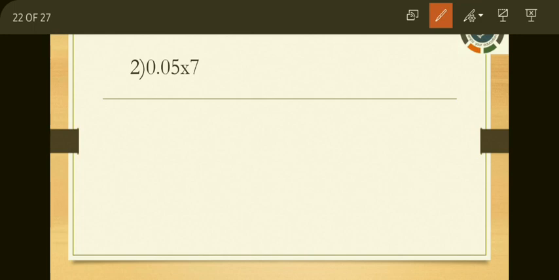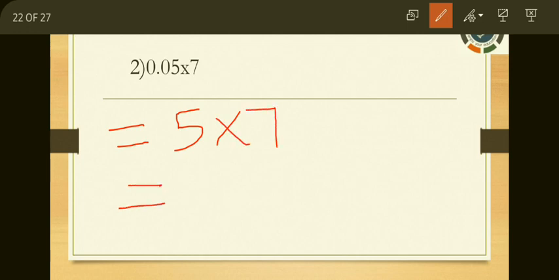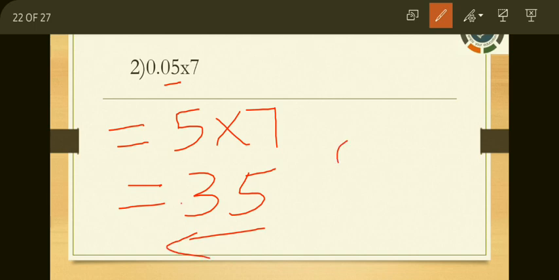Step 1, ignore the decimal point. Multiply 5 into 7. 5 sevens are 35. Now you keep the decimal point. Look at the question. How many digits are there after the decimal point? 2 digits. So now you keep the decimal point. Mark the point after 2 digits from the right. So what is the answer? 0.35.